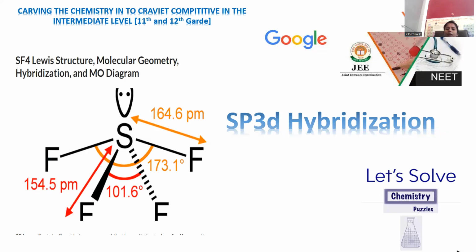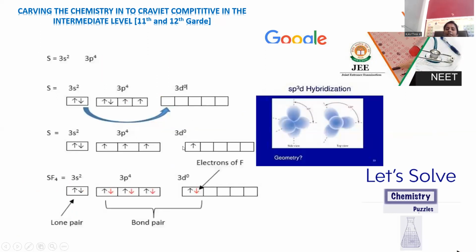Move on to another molecule, SF4. SF4 is the molecule taken into consideration. There are 4 covalently bonded fluorines, but the sulfur is also accompanied with one lone pair of electrons. Whenever a lone pair of electrons is there along with 4 single bonds, we can simply say sp3d hybridization is possible for the given molecule. sp3d hybridization is clearly mentioned for the SF4 molecule.